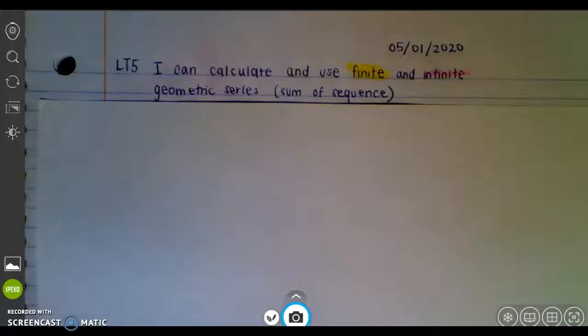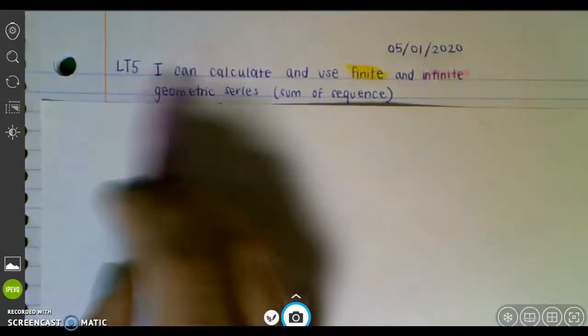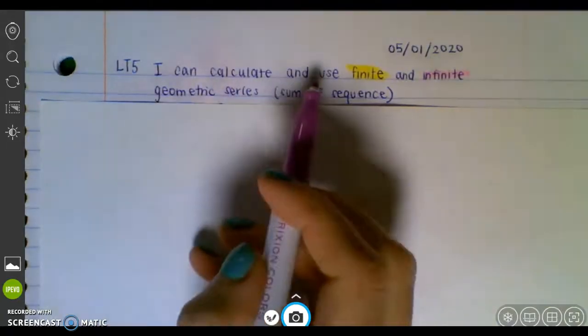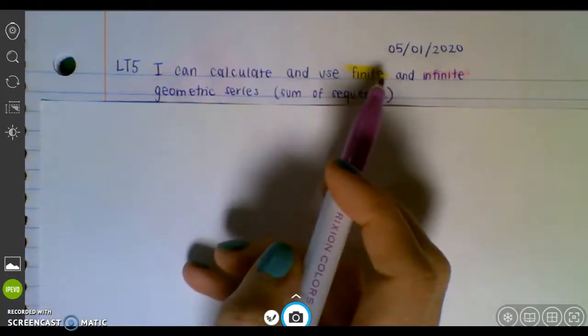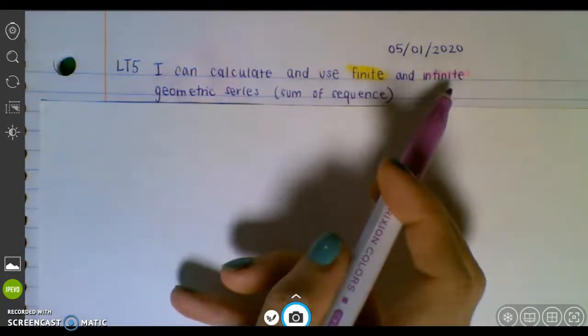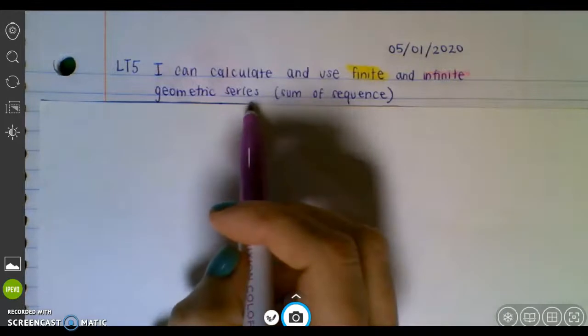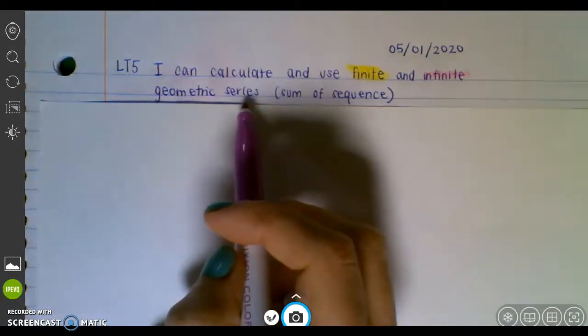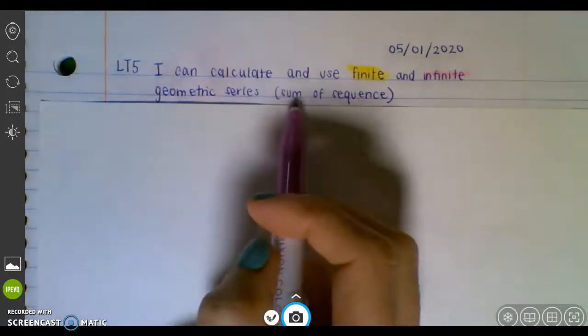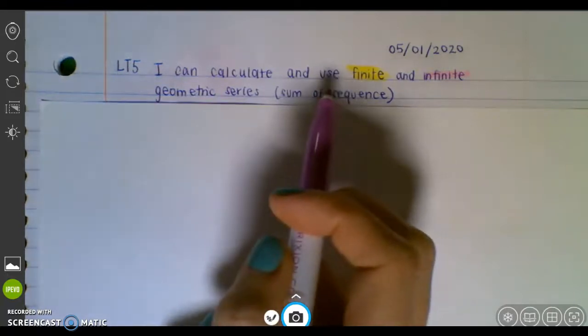Hi everyone, I'm going to teach you Learning Target 5 of Unit 8, Sequences and Series. Learning Target 5 is I can calculate and use finite, that's part 1, and infinite, that's part 2, geometric series. And remember, from arithmetic series, a series is just a sum of a sequence, or adding up a sequence.